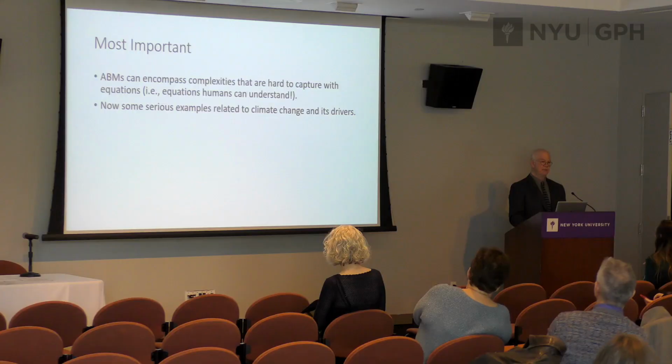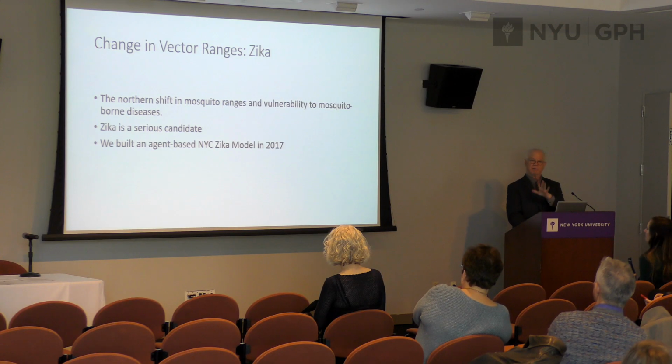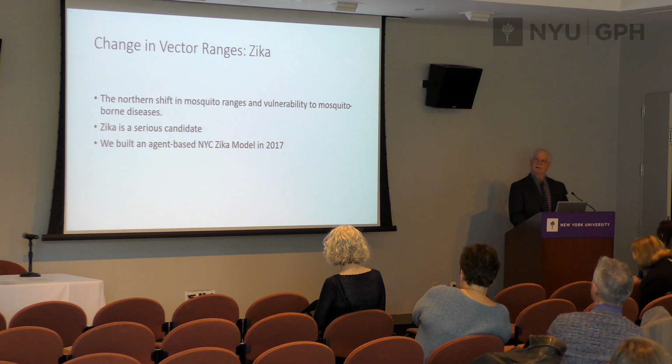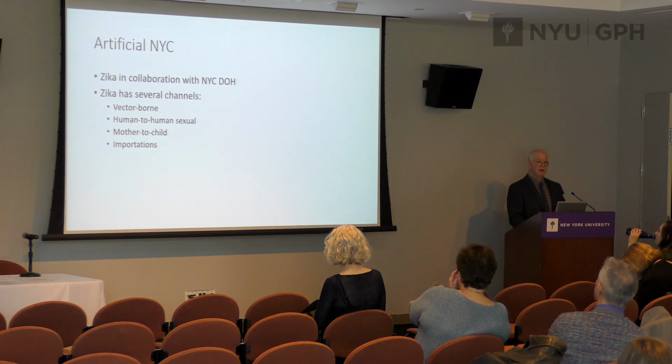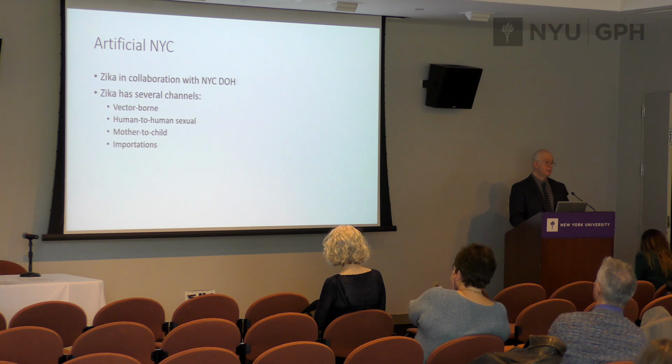So let me give you some serious, now grown-up examples of agent-based modeling and try to relate them to climate change or the drivers of climate change. All right, one issue that we talked about briefly is this northern drift of vector ranges. Not clear how important an effect this is for Zika, which is a different kind of mosquito, albopictus. But we did a model worried about Zika at the time. Bernadette headed this up with the Department of Health in New York City. And we built an agent-based New York City Zika model. In fact, we built an entire artificial New York City that can be used for all sorts of other problems, sexually transmitted diseases, who knows.